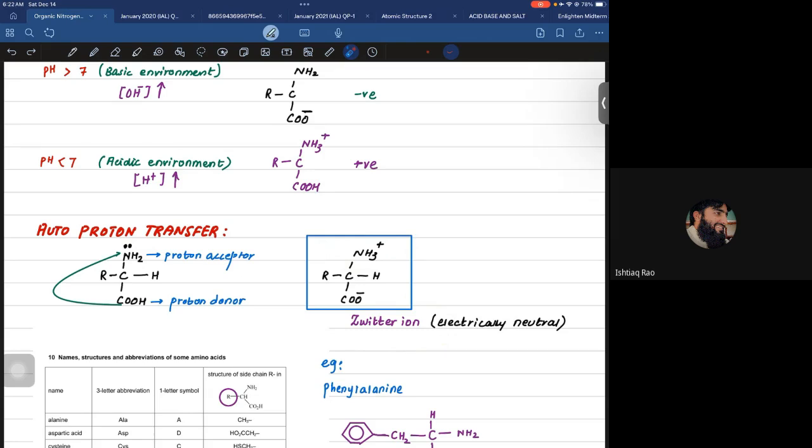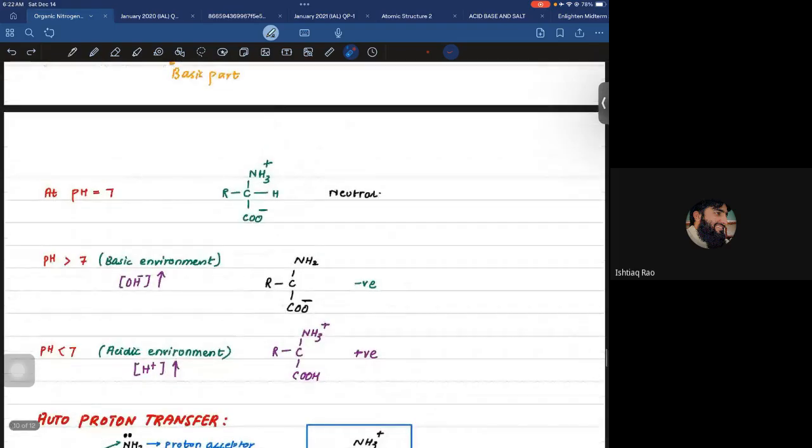This is wholly and solely electrically neutral. If the same compound has a positive and a negative charge, ultimately there would be no overall charge because they cancel each other. So this is called the Zwitter ion. If the pH is 7, amino acid exists in the form of Zwitter ion, and the Zwitter ion is neutral. I am showing the positive and negative charges; obviously they cancel each other, so as a result this is neutral.